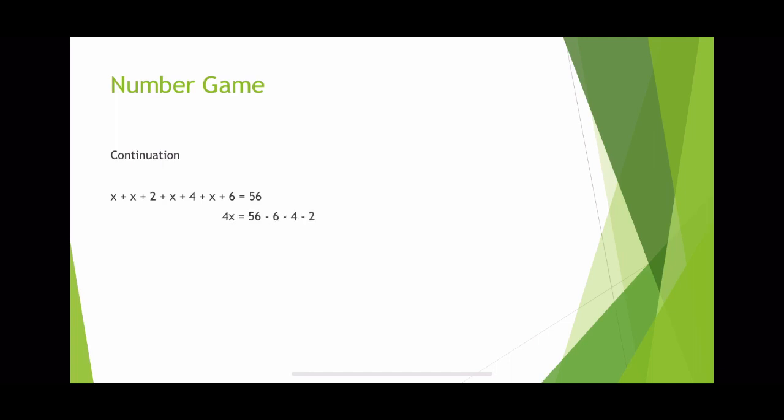So add all the x, so it will become 4x. Then transfer positive 6 to the other side, so it will become negative 6. Transfer positive 4 to the other side, it will become negative 4. And transfer positive 2 to the other side, it will become negative 2.